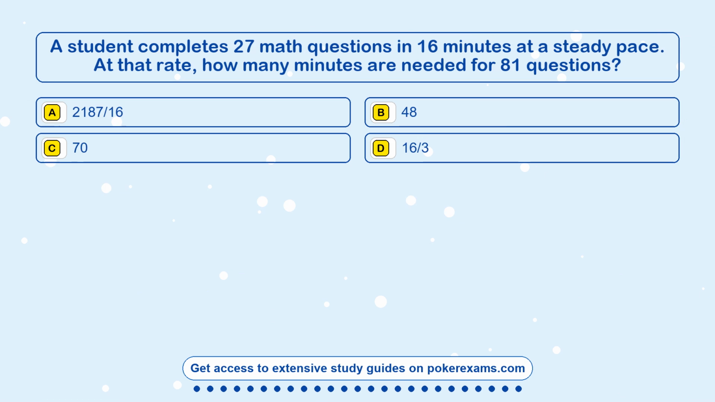Question 5. A student completes 27 math questions in 16 minutes at a steady pace. At that rate, how many minutes are needed for 81 questions? Option A 2187/16. Option B 48. Option C 70. Option D 16/3.